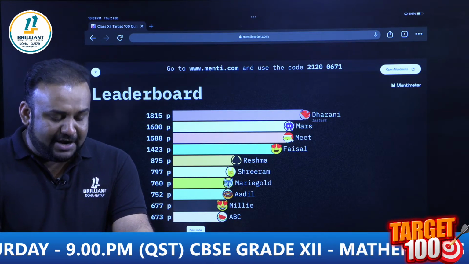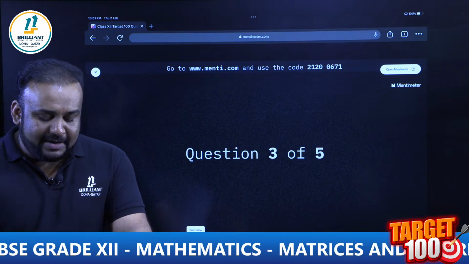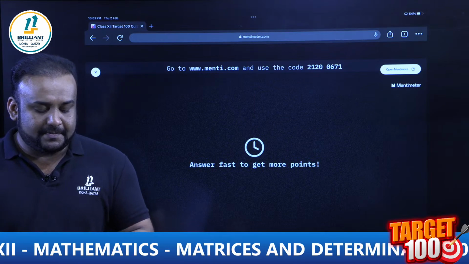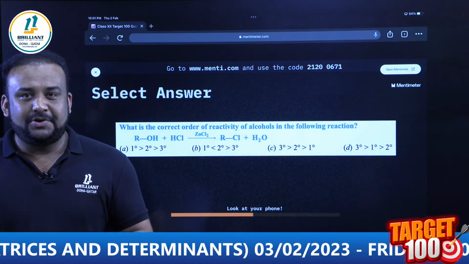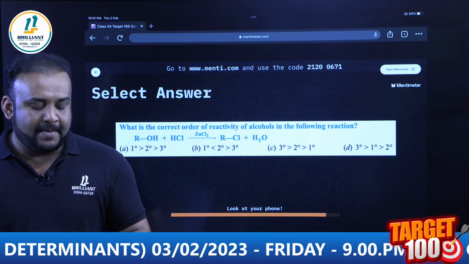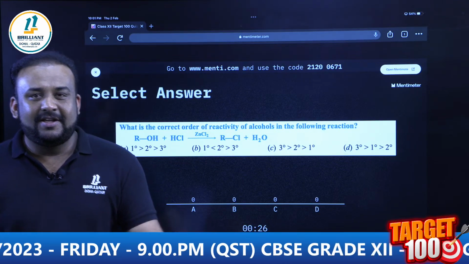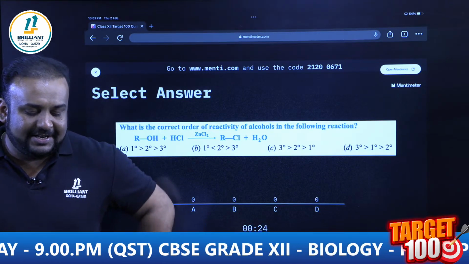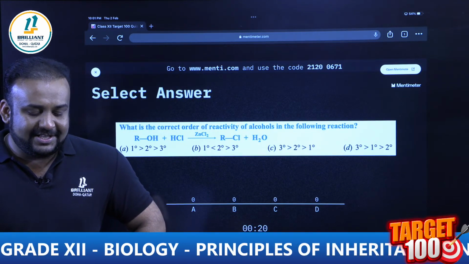Let's move on to the next question. Are you ready? Great. So here comes the third question. Look at your phone. What is the correct order of reactivity of alcohols in the following reaction? Come on, Lucas test, we just discussed it. No one should make a mistake.